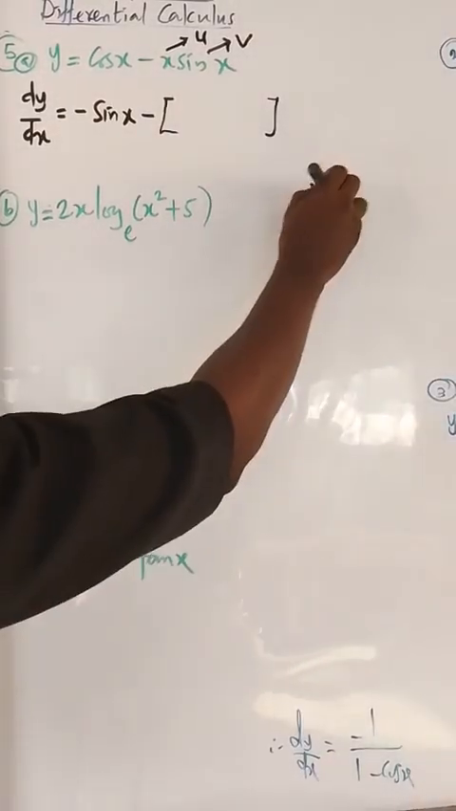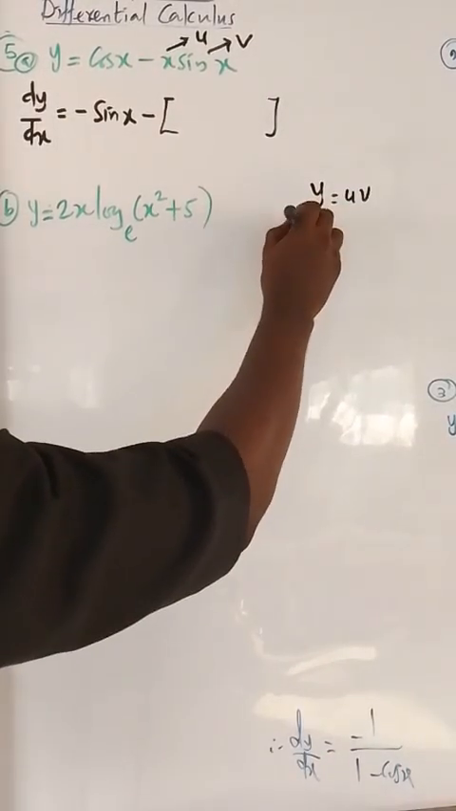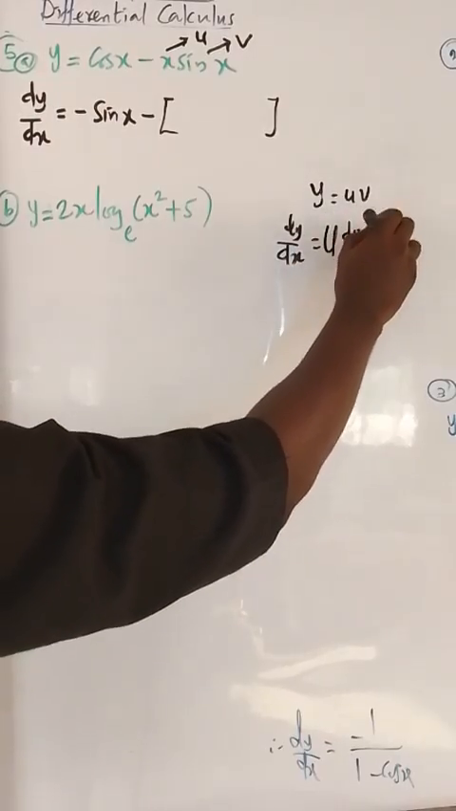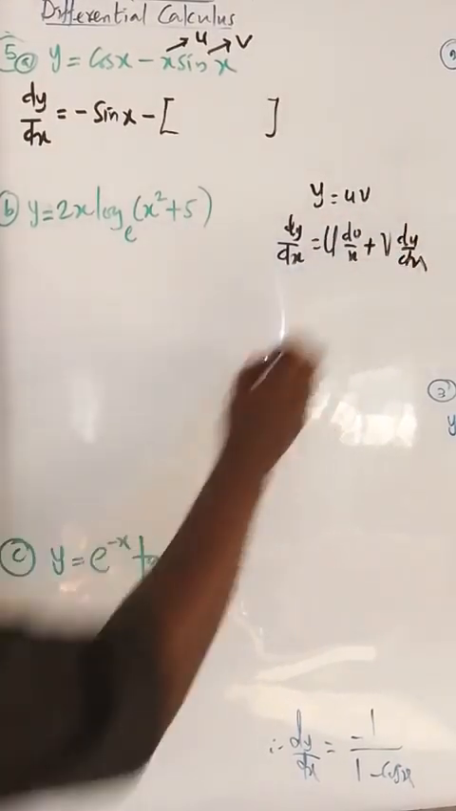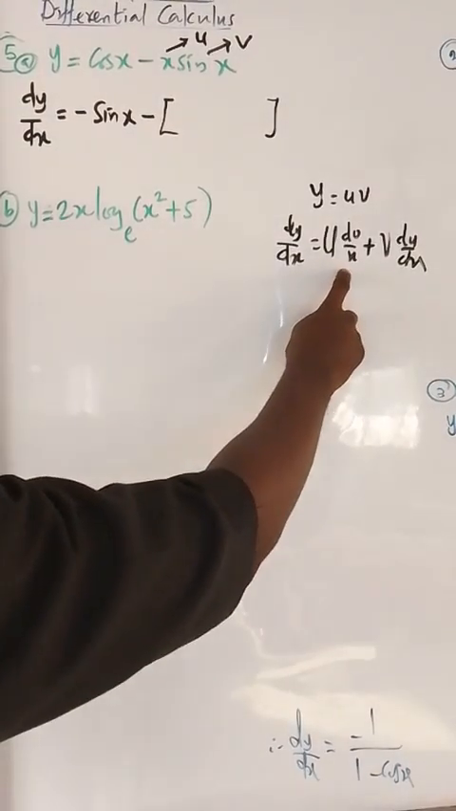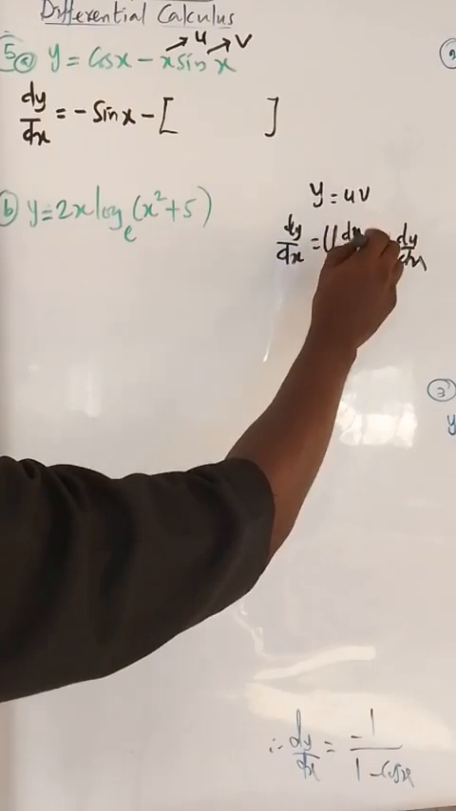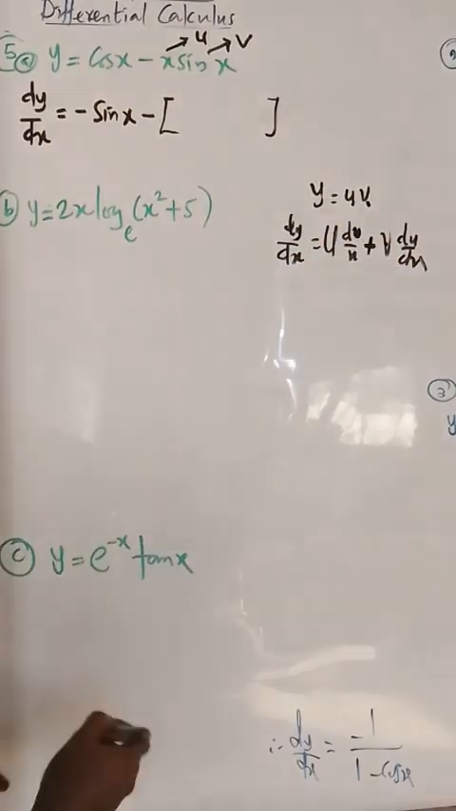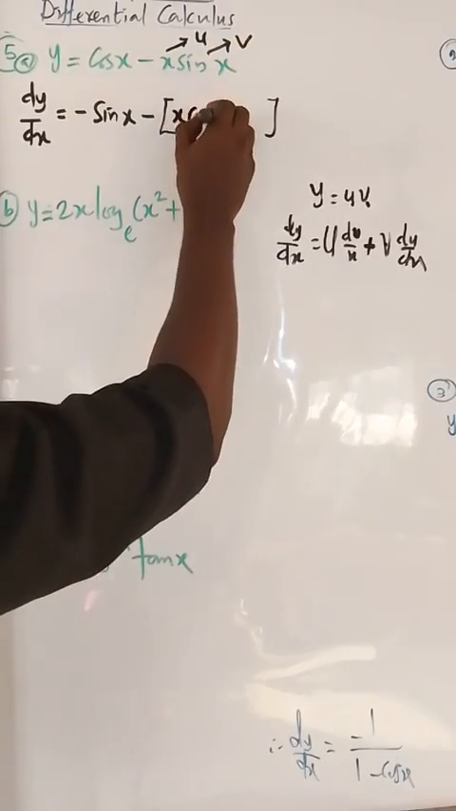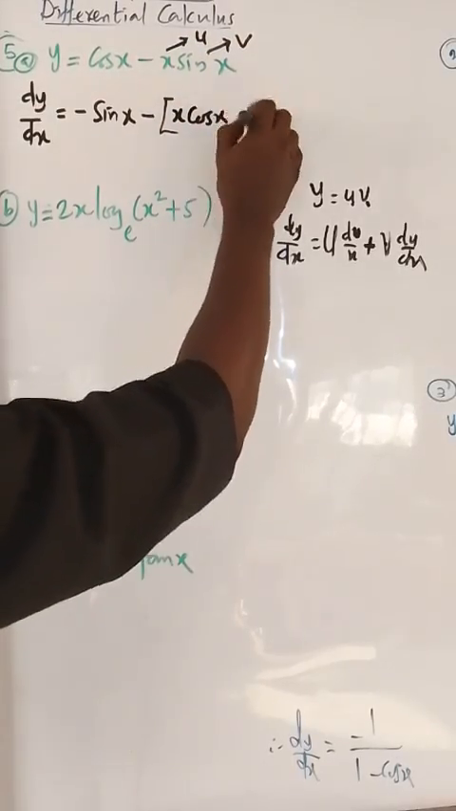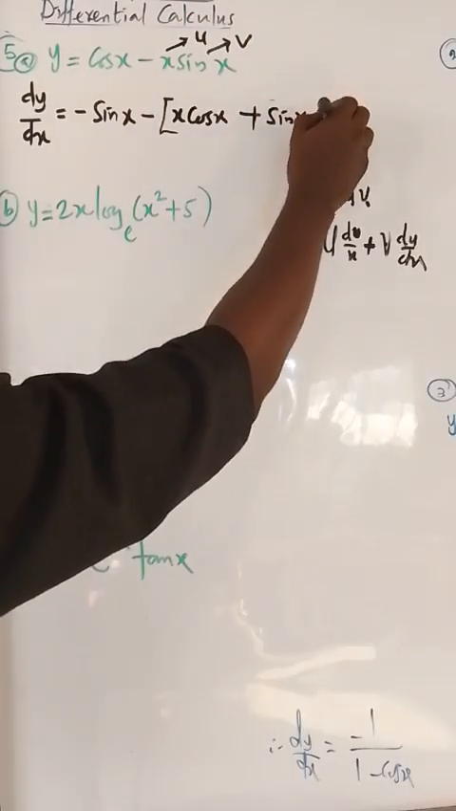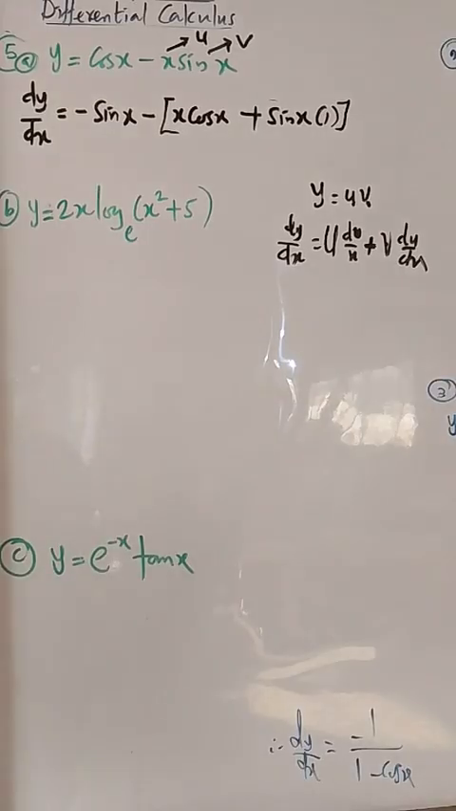So for y equals uv, dy/dx is what? u dv/dx plus v du/dx for the product rule. Meaning, leave the first, differentiate the second, which is v, plus leave the second, differentiate the first, u. So leave the first, x, differentiate the second, differentiate sine x, that's cos x. Then plus leave the second, sine x, differentiate the first, 1. That's the answer. You can simplify further.